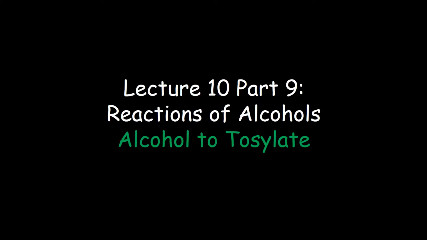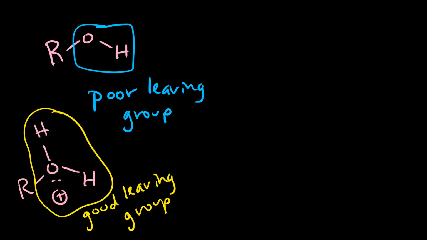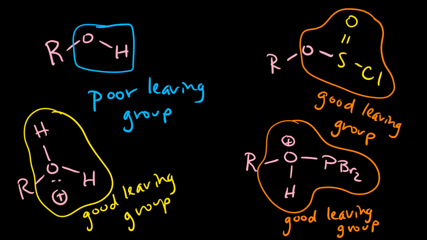The next transformation is going to be very useful. We're going to learn how to make something called a tosylate. As we've mentioned several times now, the hydroxyl group is a poor leaving group. So we've seen that you can protonate it and make it into a better leaving group. And then we saw in the past two videos that you can use thionyl chloride or PBr3 and go through a different strategy to convert that OH group into a different leaving group that will leave as a weak base.